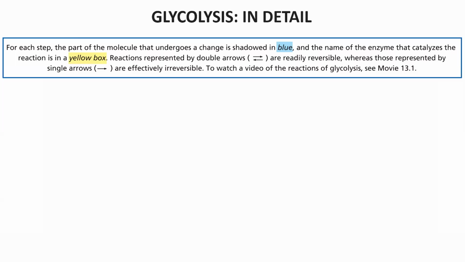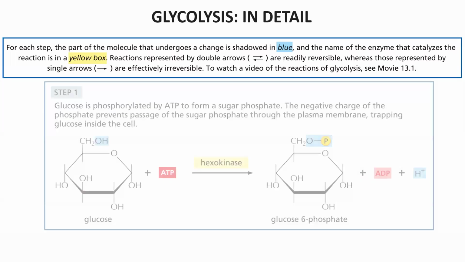The textbook lays it out so that the enzyme names are in yellow and whatever is being changed in the substrate molecule to product is highlighted in blue. And they're going to use that symbology or that format not only for glycolysis but also for the citric acid cycle, so it makes it really convenient.